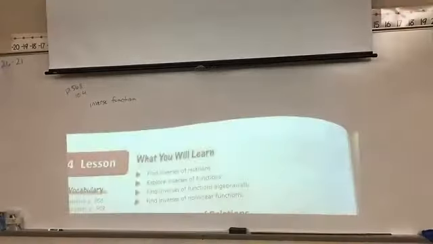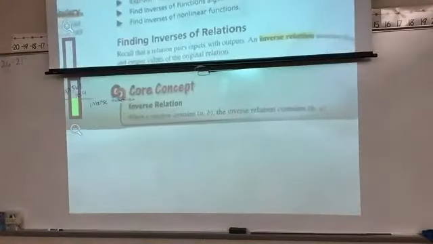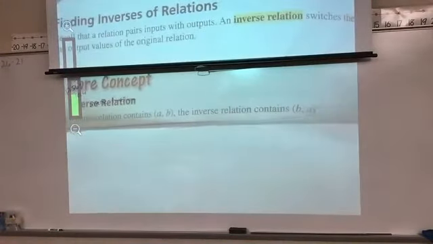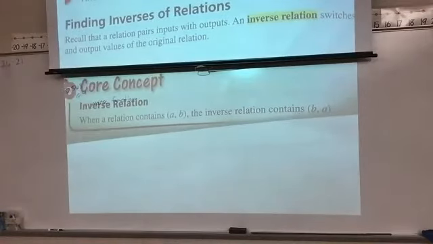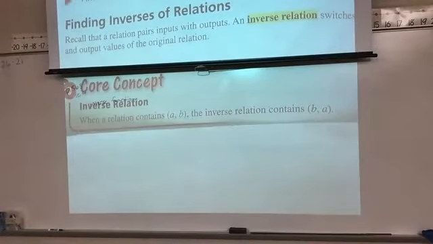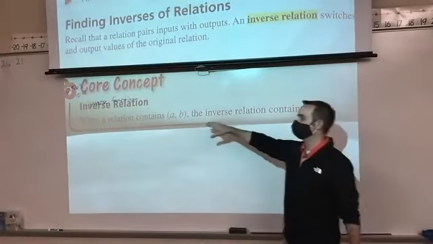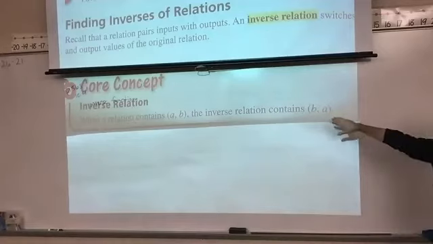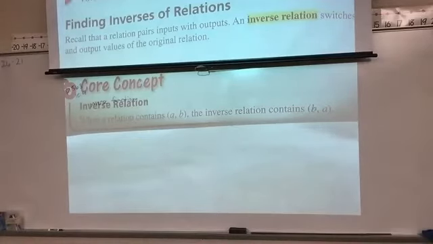Actually, let's put a definition down just to have it. Or put it for this core concept you see there. For an inverse relation, like I said, it doesn't have to be a function. A lot of the stuff we're going to look at are functions, but they use the word relation instead to cover everything. So when a relation contains a comma b, the inverse relation contains b comma a. We're switching the x and the y values.